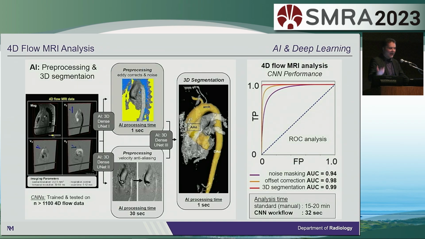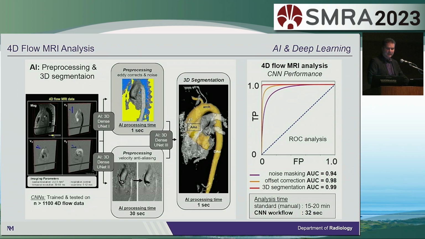So if you go back now to the workflow we have for 4D flow analysis, pre-processing, velocity anti-aliasing, 3D segmentation, you can now replace all these manual steps with a series of successfully deployed AI networks that take on these tasks in a fully automated fashion.